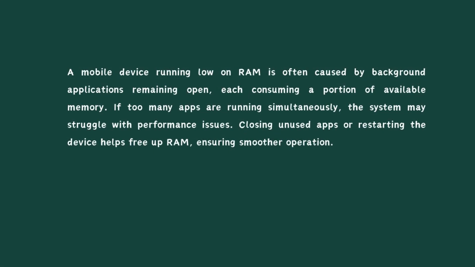A mobile device running low on RAM is often caused by background applications remaining open, each consuming a portion of available memory. If too many apps are running simultaneously, the system may struggle with performance issues. Closing unused apps or restarting the device helps free up RAM, ensuring smoother operation.